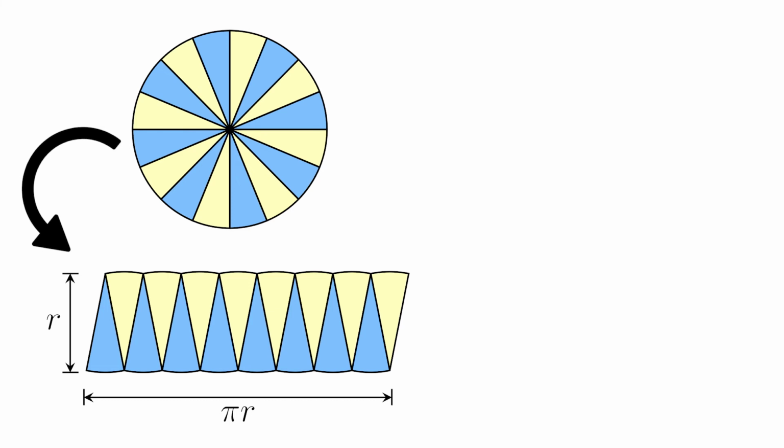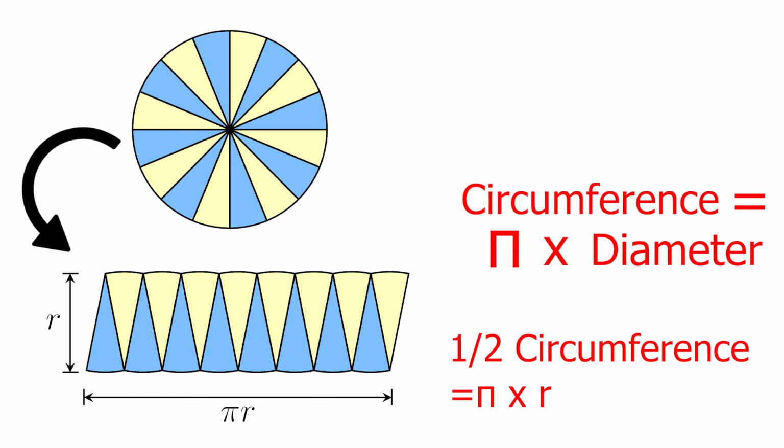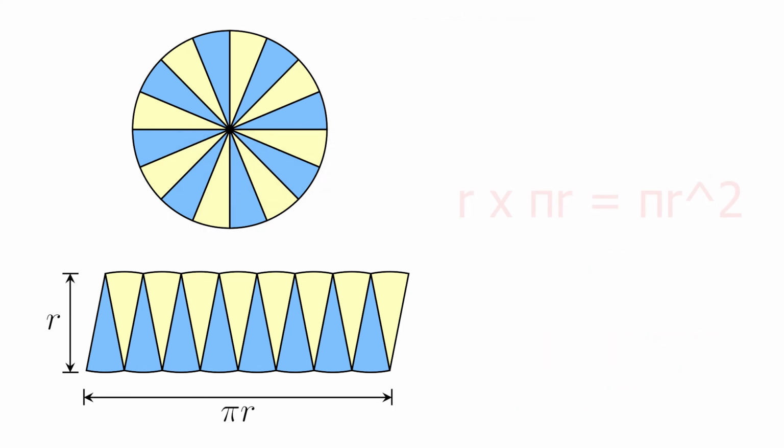If you recall the equation that the circumference equals pi times the diameter, then we see that half the circumference is equal to pi times the radius, because the radius is half the diameter. Now we simply multiply both sides and obtain that the area of a circle is equal to pi times r².